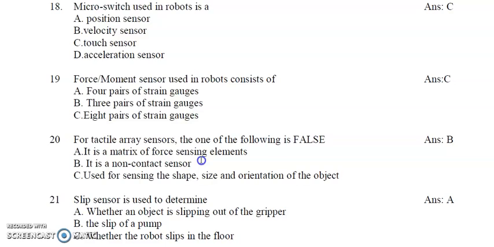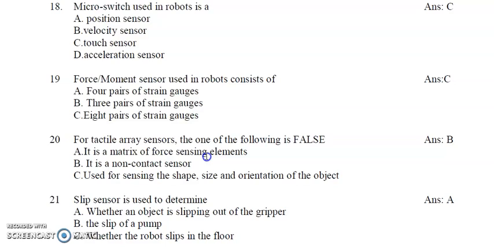So, obviously the tactile array sensor is a matrix of force sensing elements. It is an array of sensing elements. So, that is the right statement. C, used for sensing the shape, size and orientation of the object, that is also a true statement.